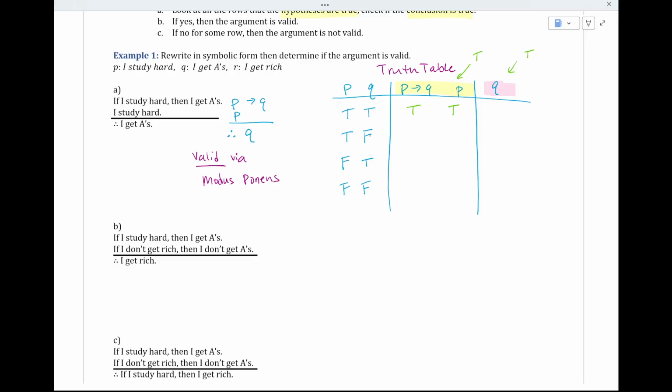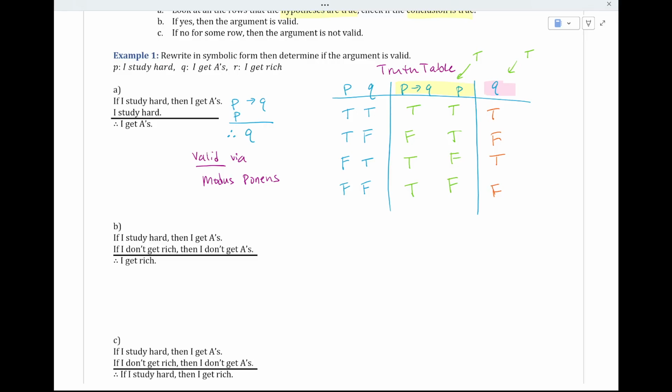Let's see. P implies Q is false, and P is true. And Q, let's see. P implies Q is true, and P is false. P implies Q is true, but P is false. And now I'm looking at all of my values for Q: true, false, true, false.